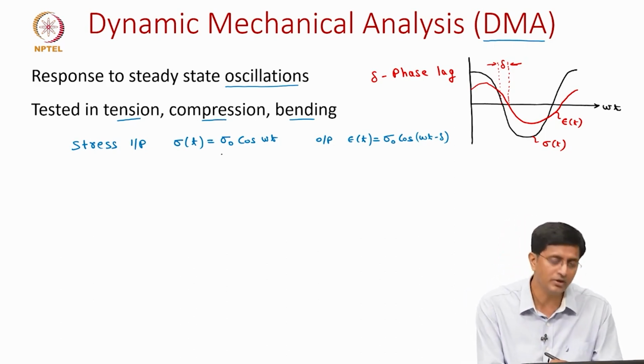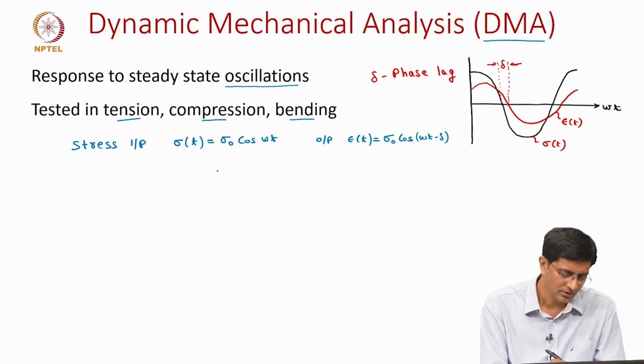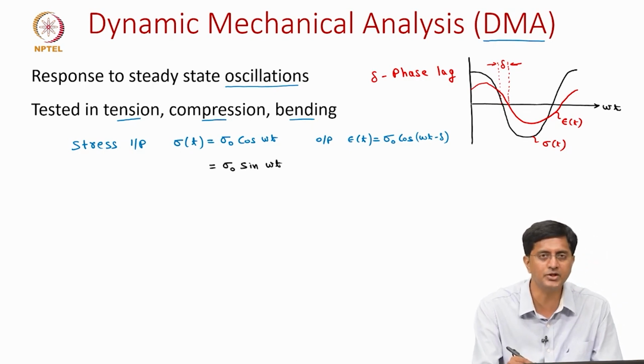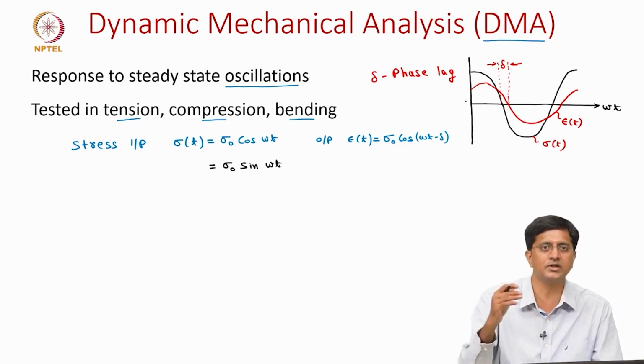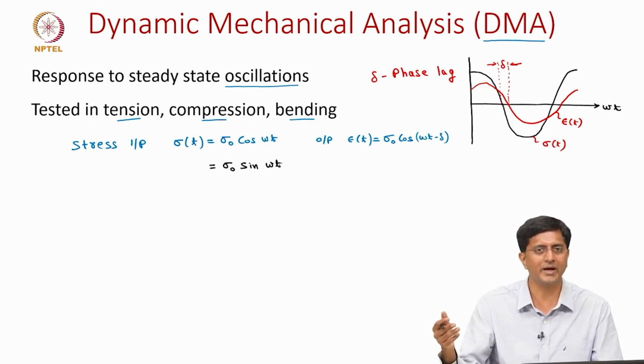But I have shown you here only one of the many possibilities. There is another possibility we can write for the stress input, which is sigma naught times sin omega t, meaning at time t equal to 0 the input is 0 and it keeps increasing, reaches the maximum value, comes back to negative and then back to 0.